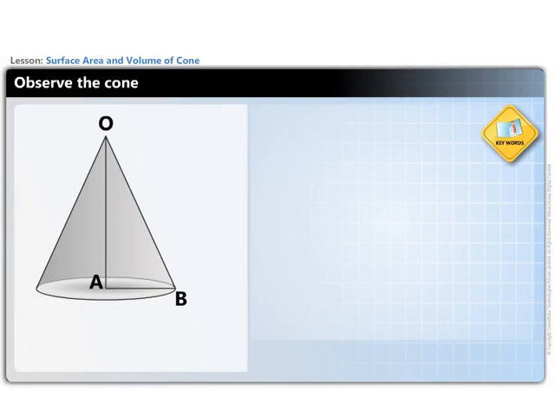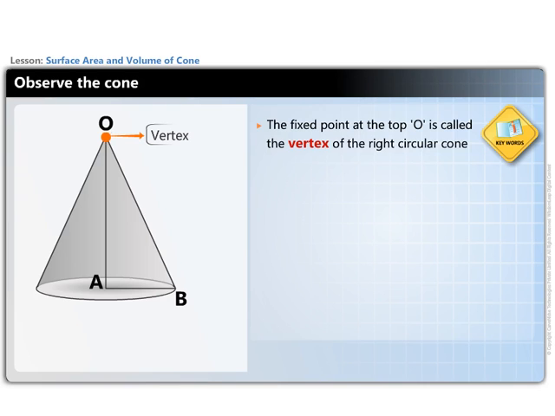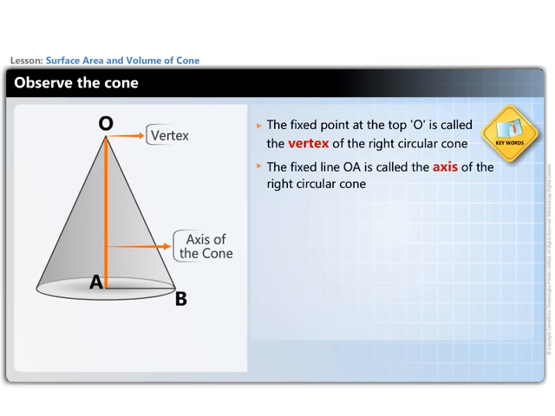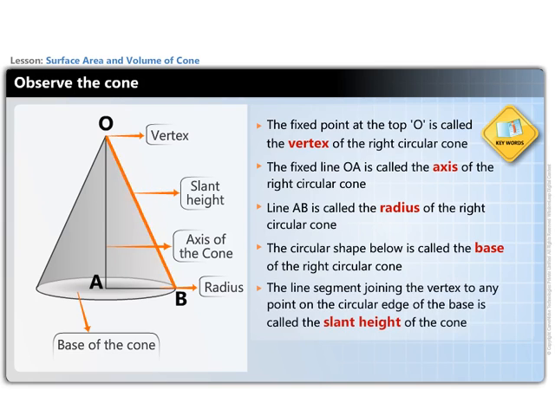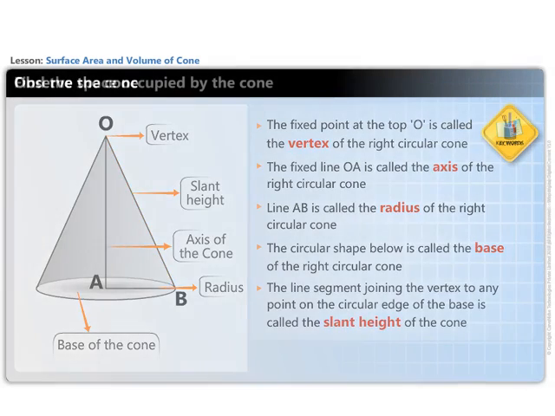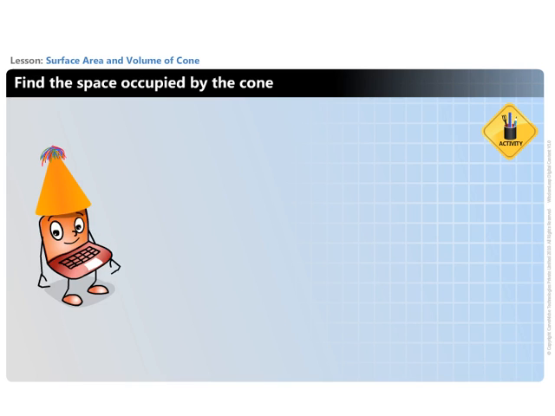Let us observe this cone closely. The fixed point at the top, O, is called the vertex of the right circular cone. The fixed line OA is called the axis of the right circular cone. Line AB is called the radius of the right circular cone. The circular shape below is called the base of the right circular cone. The line segment joining the vertex to any point on the circular edge of the base is called the slant height of the cone. Let's find the space occupied by the cone.